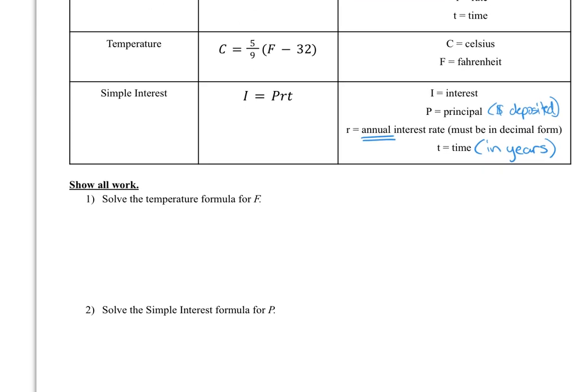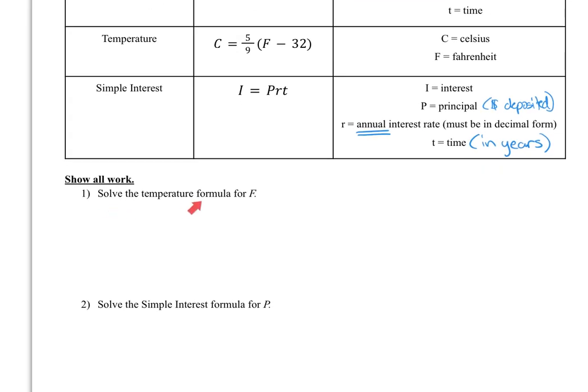So let's do the first one. It says solve the temperature formula for F. So we're going to take this temperature formula, C equals 5/9 times F minus 32, and we're solving for F. This is what we did the other day. That means I have to isolate F. Right now it's being multiplied by 5/9 and being subtracted by 32. Notice there are parentheses around this F minus 32. I can't touch that minus 32 yet. I have to get rid of the 5/9 first.